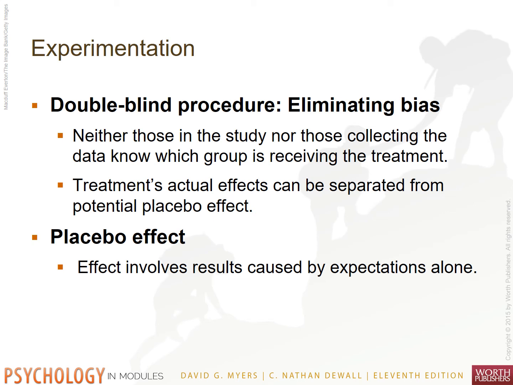And the first one is the double-blind procedure, and this eliminates bias. In the double-blind procedure, the participants receiving the antidepressant or the placebo don't know what they're getting.